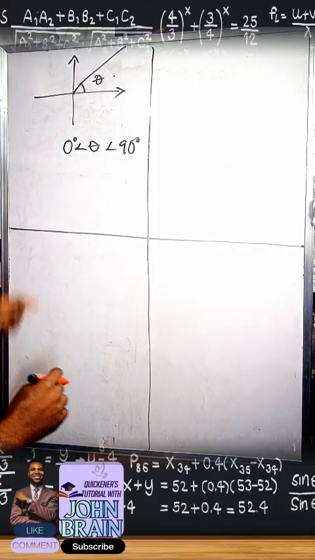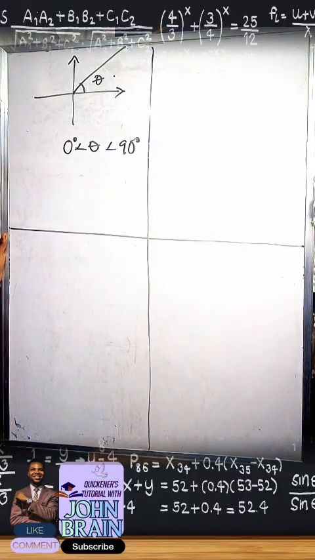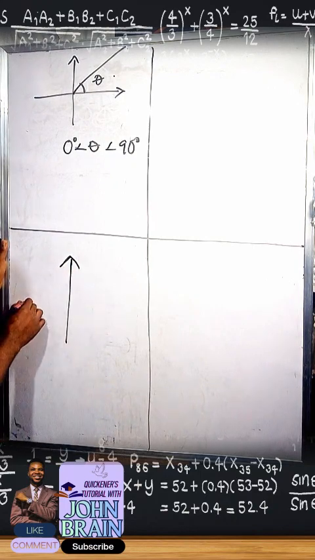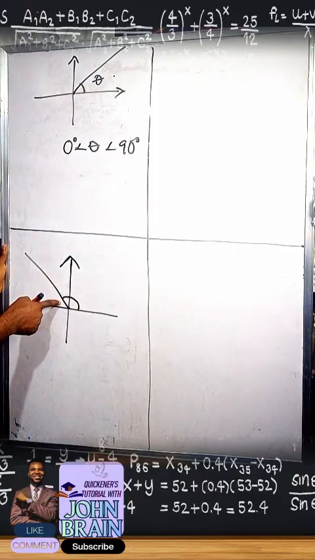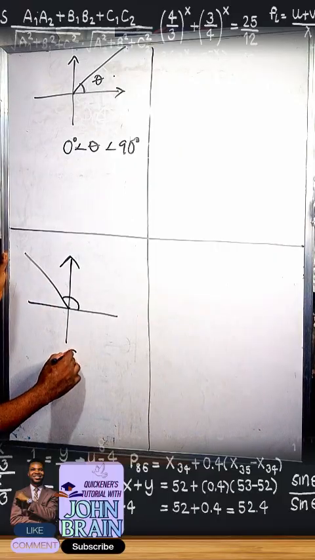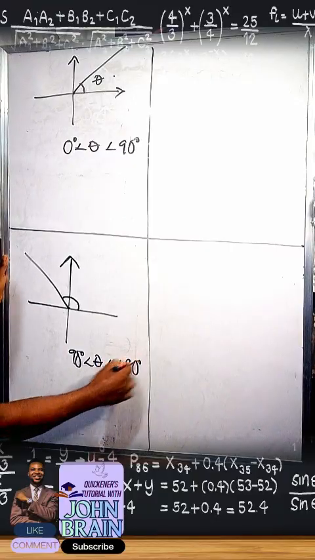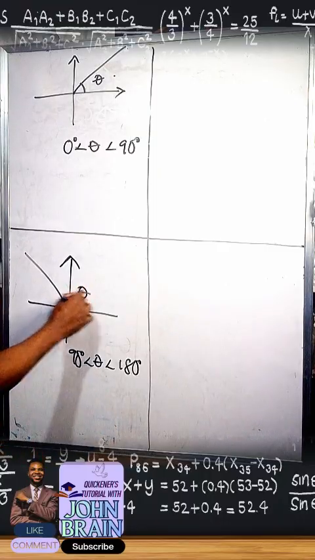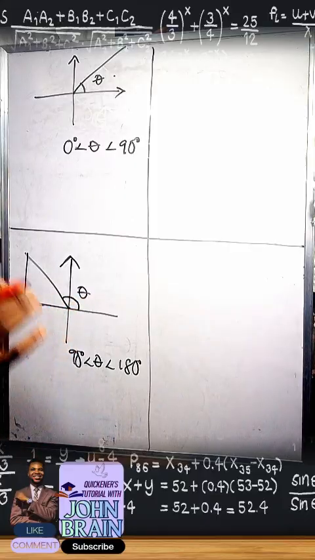So now the second quadrant. Let me put the second quadrant here. Second quadrant angles are angles that have gone beyond 90 degrees. They are now at the second quadrant here. So at the second quadrant, these are angles from what? 90 degrees to 180 degrees. So between 90 degrees and 180 degrees, those are angles at the second quadrant. So this is theta.